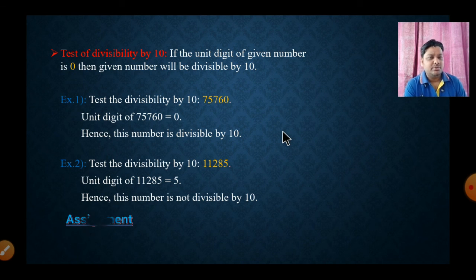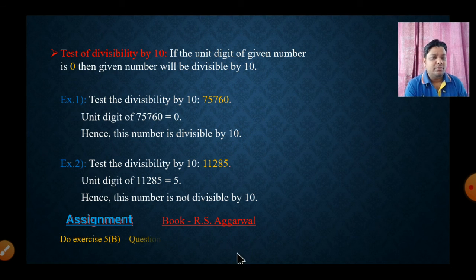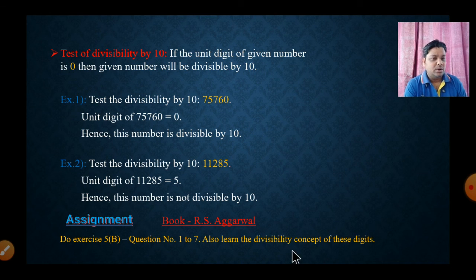Okay students, now you have to do some assignment work also as homework. So in the RS Aggarwal book, you have to solve exercise 5B, questions number 1 to 7. And you have to learn all the divisibility concepts of these numbers. It means the divisibility tests of 2, 3, 5, 4, 9, 10 that we have discussed. Okay, so you have to learn this.